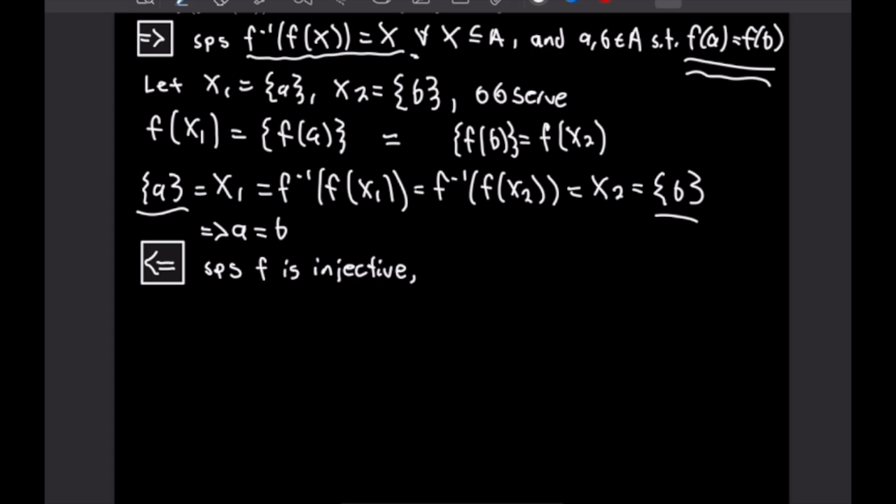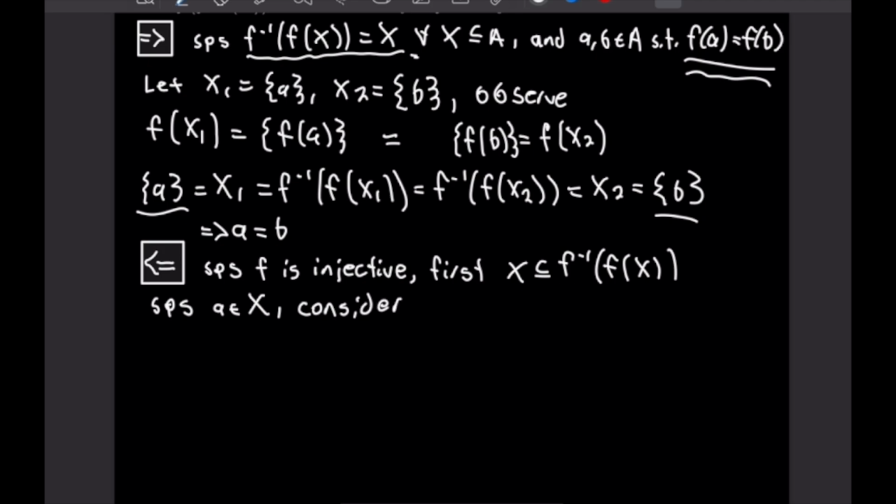And first we are going to show the forward inclusion. So first we're going to show that x is a subset of the preimage of the image of x. So we're going to do that by the following. We're going to suppose that we have some element A, which is in x. And then we are going to consider f of A, which will be in f of x. Now we can take the preimage of both of these, and we will get that A is in the preimage of f of x.